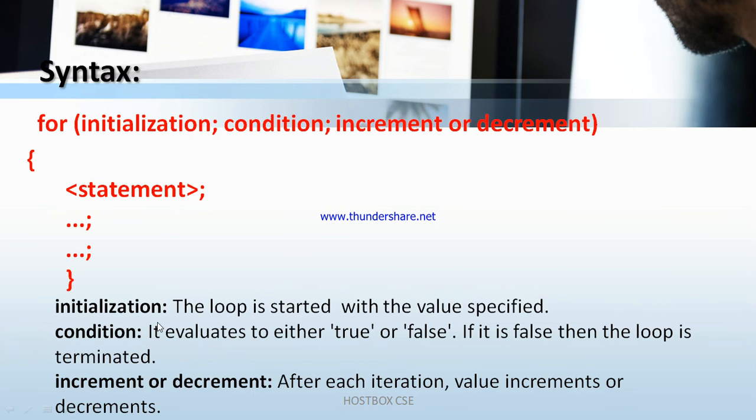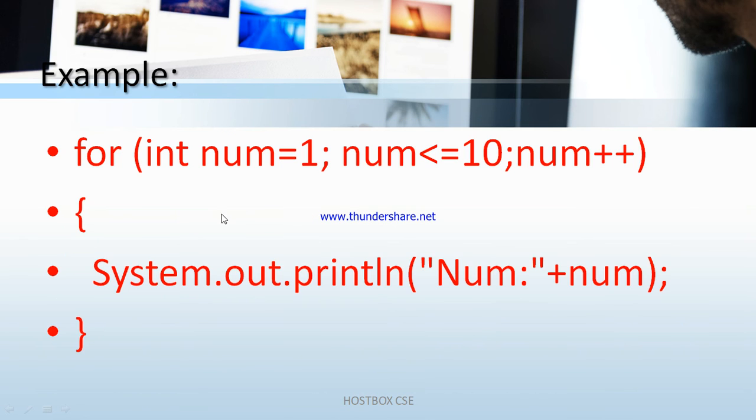Let's go for the syntax. So simple and easy, similar to C language: initialization, then condition, then increment or decrement operator, then open brace, statement, maybe a single statement or whatever. Initialization: the loop is started with the value specified here. Condition: it evaluates to either true or false. If it is false, then the loop is terminated. Whenever the condition becomes false, it stops executing. Then increment or decrement: after each iteration, the value increments or decrements based on our condition. Let's go for execution and see a small example like we just saw.